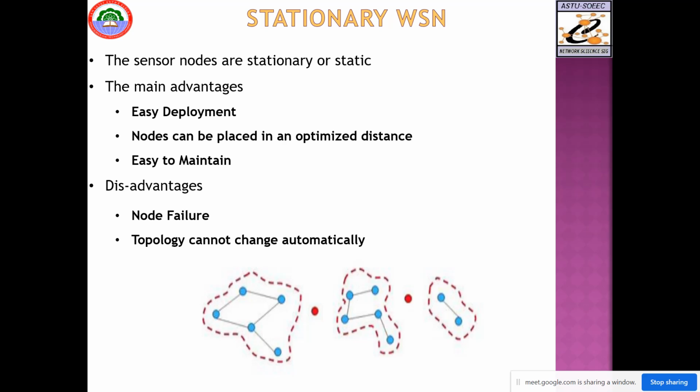So what is the solution then? Instead of deploying a stationary sensor network, we have the problems of node failure, and the problem that the topology will not change automatically based on our requirement. So the solution is, instead of deploying 100% stationary sensor nodes, we will make one or two sensor nodes mobile sensor nodes. Mobile nodes means what? The node may change its location from one place to another place.